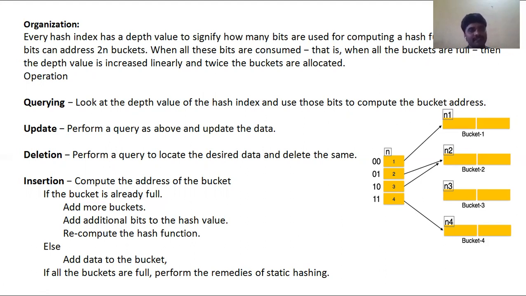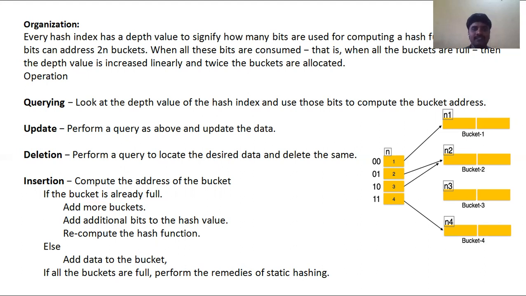The operations of dynamic hashing are querying, update, deletion and insertion. These four important operations influence dynamic hashing. The first one is querying. Look at the depth value of the hash index and use those bits to compute the bucket's address.